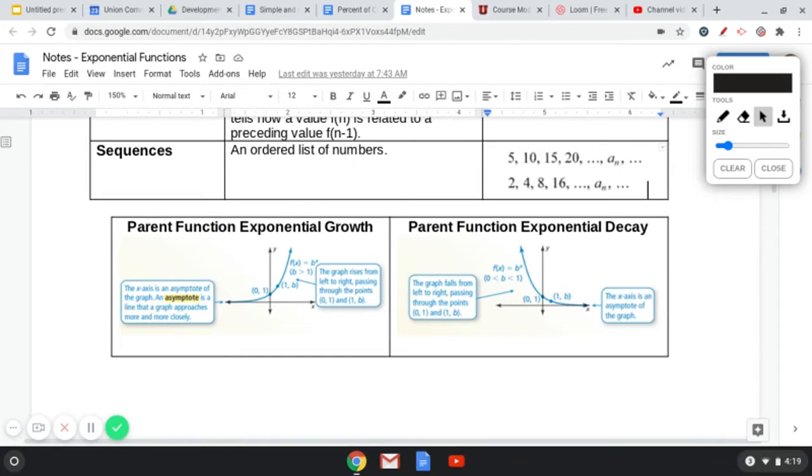And we got parent functions. So remember that a parent function is the function in its simplest form. And this is a graph for exponential growth. And this over here is a graph for exponential decay. So for growth, you see we start out slow and then rapidly grow faster. For decay, we rapidly decay and then we slow down as we get closer to 0.